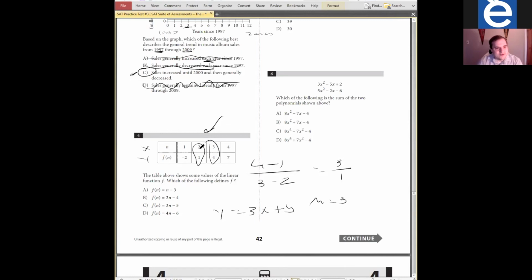All right, well, let's take one of those data points, 2, 1. 1 is equal to 3 times 2 plus b. 1 is equal to 6 plus b. B is equal to -5, right? That is literally just that process I described to you.